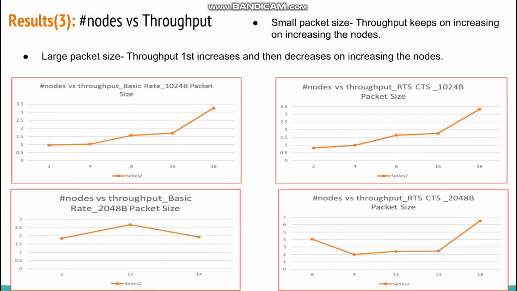The next analysis was between the number of nodes and the throughput. This analysis gave very interesting results. When we kept our packet size small, our throughput kept on increasing with the number of nodes. And when we have a larger packet size, throughput first increased and then decreased on increasing the number of nodes. When we checked this against the CSMA principle, this result holds very well, because as per the CSMA principle, as the packet size or the number of nodes increases, we get a more and more efficient network.